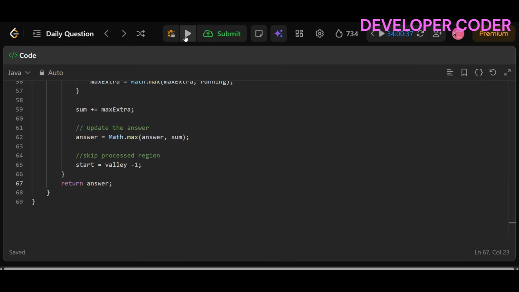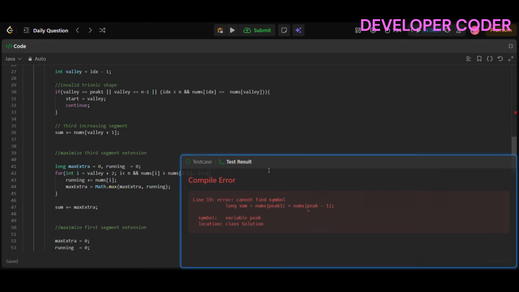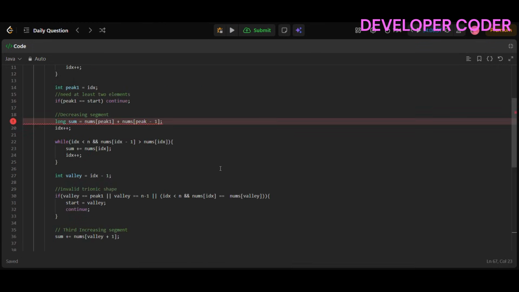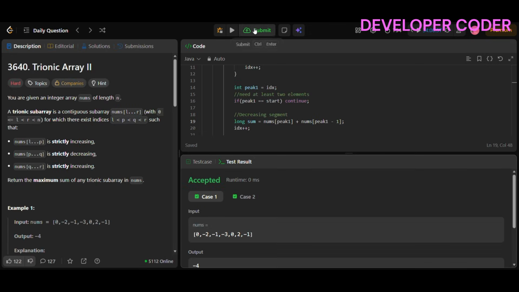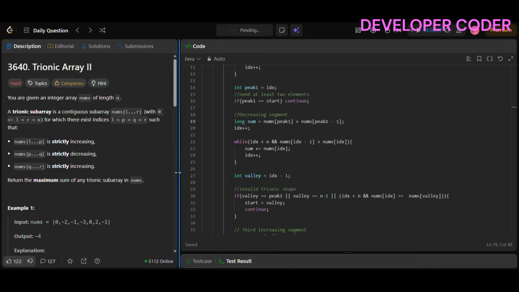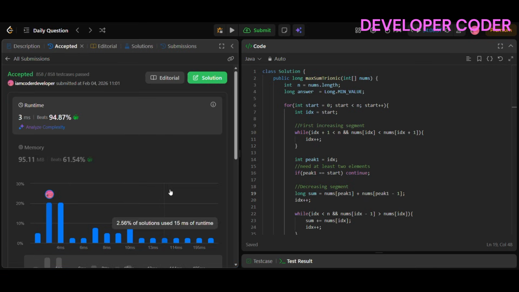Right? Now let's run it and see, and try to fix that. So yes, there are some issues, so let's fix that. Here we are getting some issue. So peak 1, it should be peak 1. Let's run it again. So see, all the test cases have been accepted, right? Now let's submit it. So see, our solution is accepted, right?